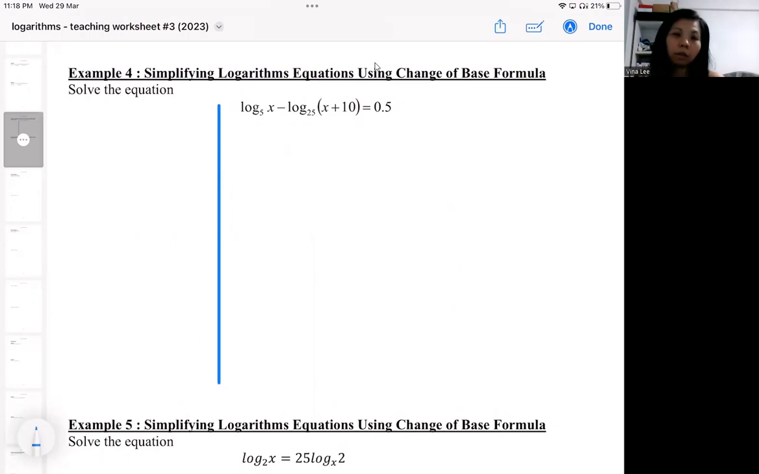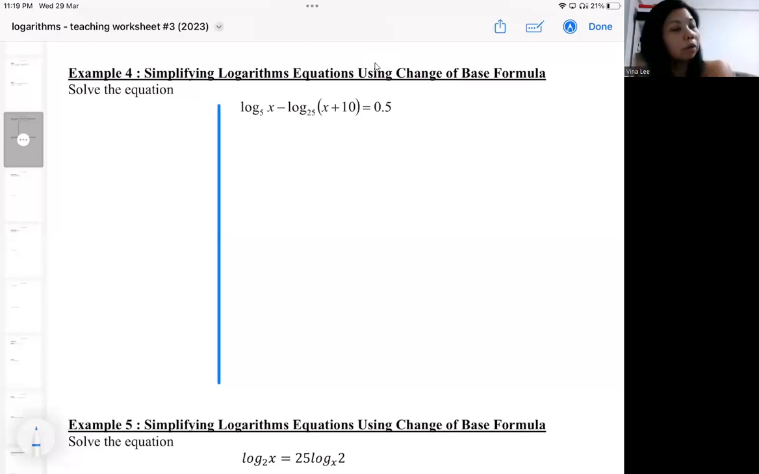If you look at the first one, it's a log minus log. So log minus log should remind you of rule number 4, but the base must be the same. In this case, I have two different bases, so I couldn't apply my rule number 4. I have a base 5 and a base 25.